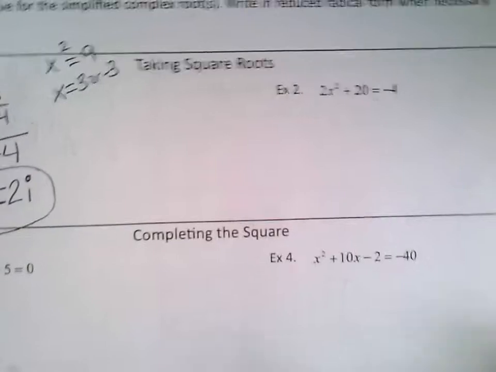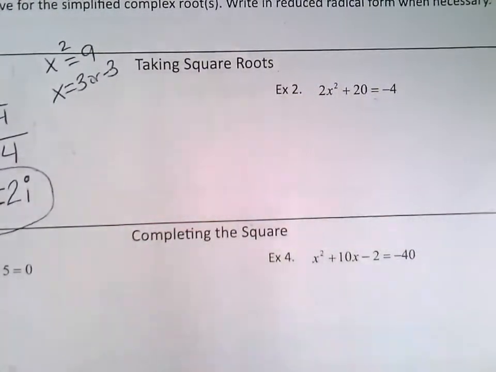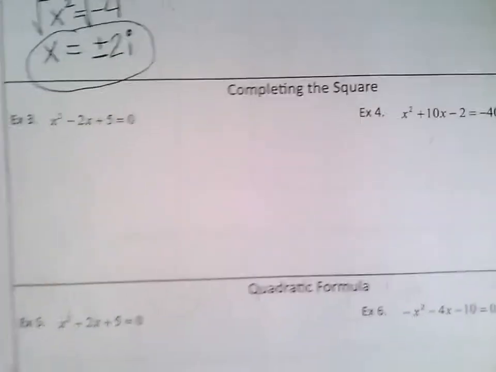So in example 2, you're going to get x squared by itself by moving things to the other side, and then you're going to take the square root of both sides.